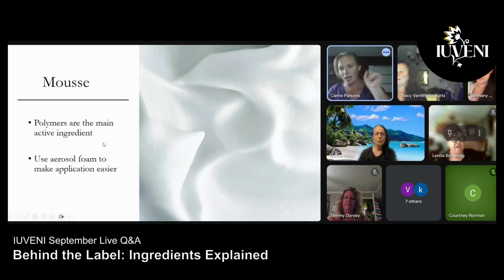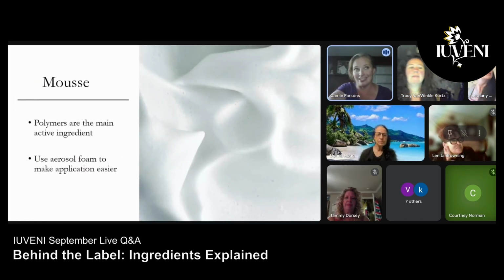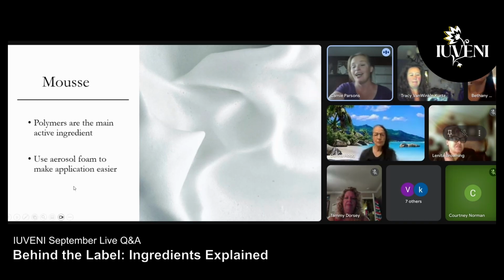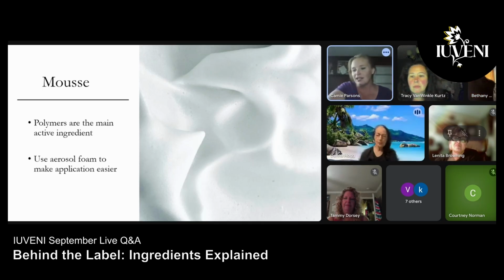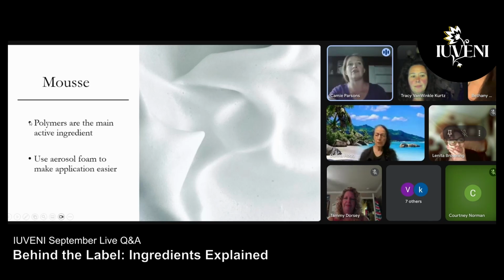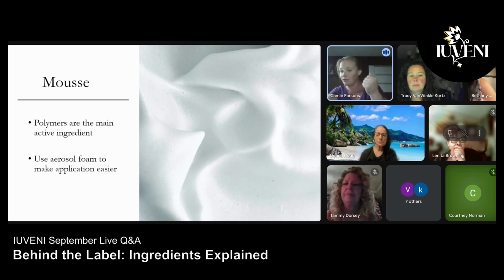Mousse. Polymers are the main active ingredient, and it uses an aerosol foam to make application easier so you don't have to do it in your hands. And we think it's better because if you have fine hair, it doesn't weigh it down as much as gel. But the main ingredients are going to be polymers, the same thing over and over again. So as you look at the ingredients, look for the polymers, look for the aerosols and the fragrances.